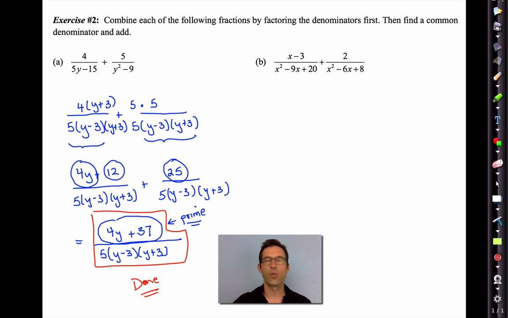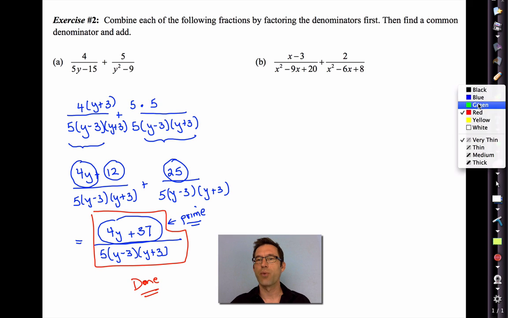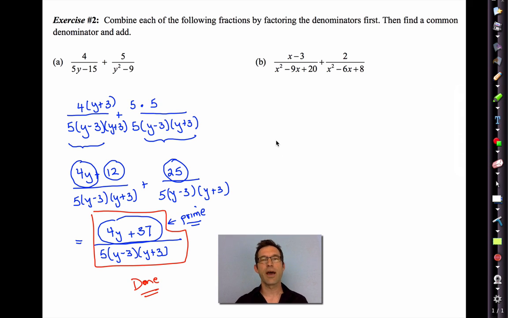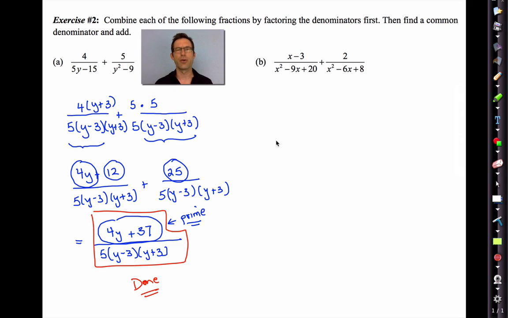That almost looks like the word done. All right. But factoring those denominators first was extremely important. Now normally after I do letter A, I have you work on letter B, but I think we should do letter B together.